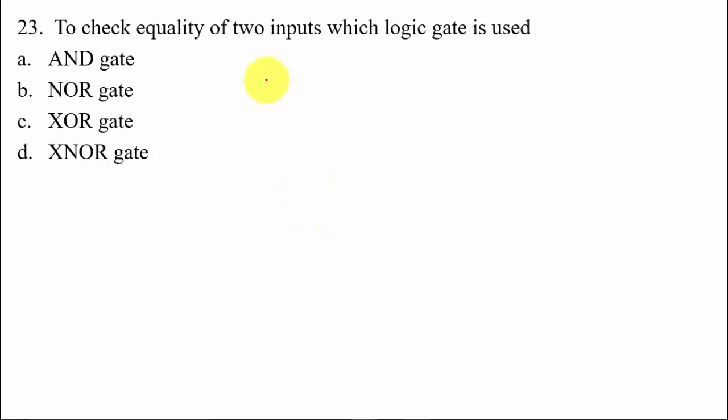To check the equality of 2 inputs, which logic gate is used? We are going to make use of XNOR gate. For inequality, we are going to make use of XOR gate.